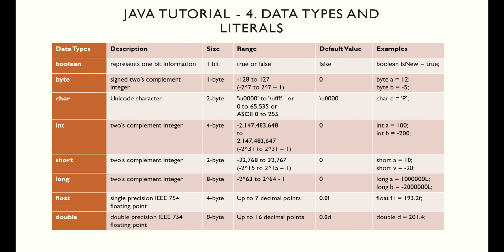Byte. The byte data type is an 8-bit or 1 byte 2's complement integer. The range is between -128 to 127. Default value is 0. Syntax is byte space identifier equal to value.